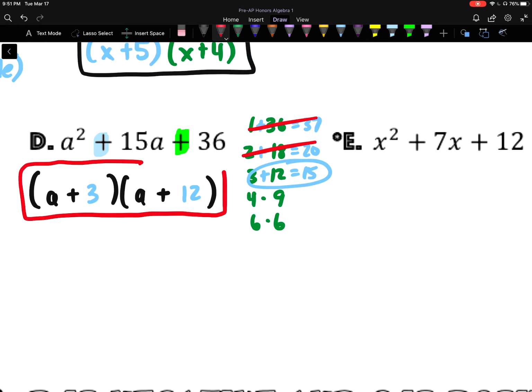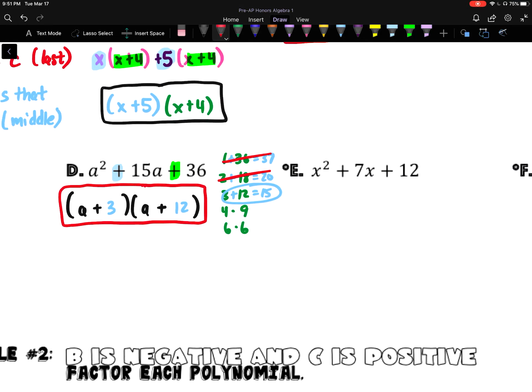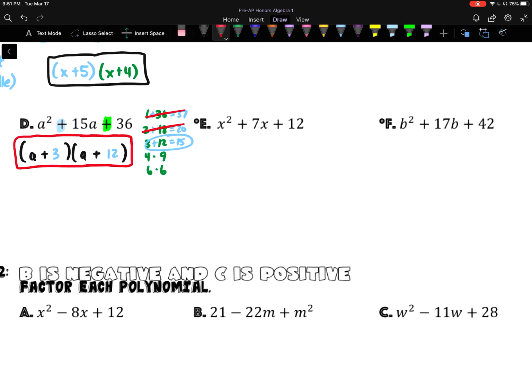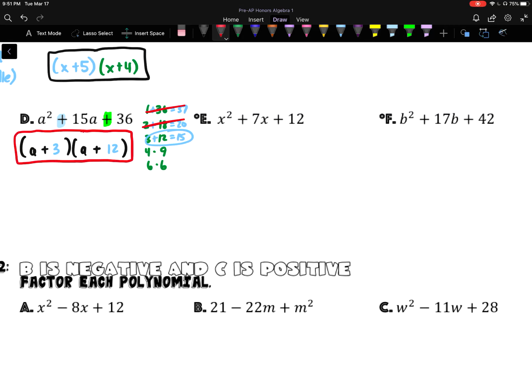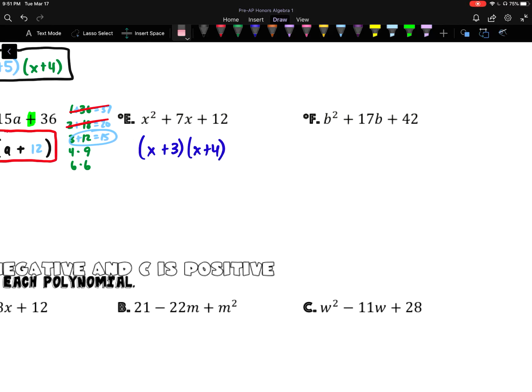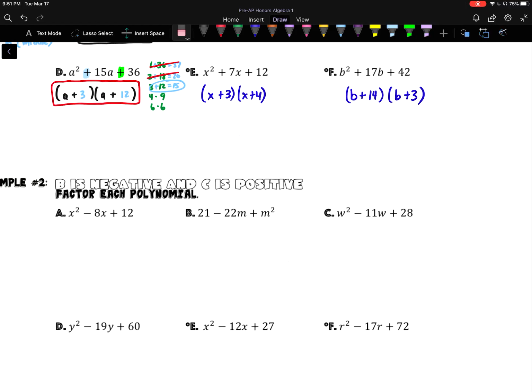Okay, at this point, go ahead and pause the video. I'd like you to try E and F on your own. Once you have the solutions, go ahead and unpause it and compare your solutions to mine. All right, so for E, you should have gotten x plus 3 times x plus 4. Again, the order could be reversed. And for F, you should have gotten b plus 14 times b plus 3. Order could be reversed again there. All right, so let's take a look at example number 2.